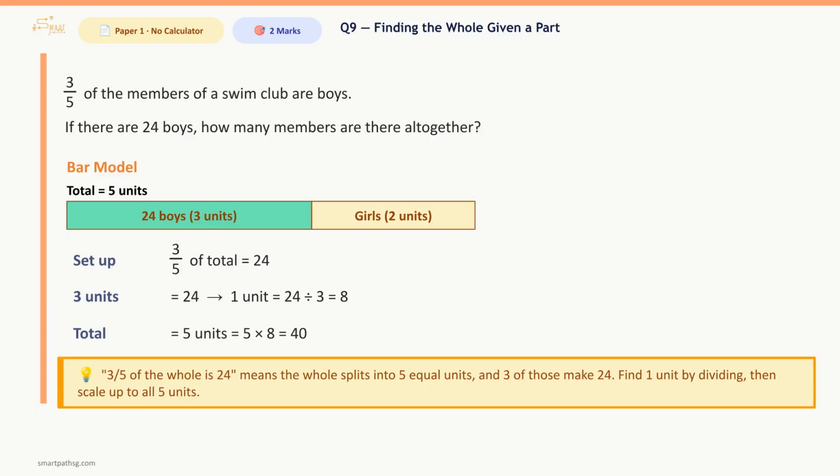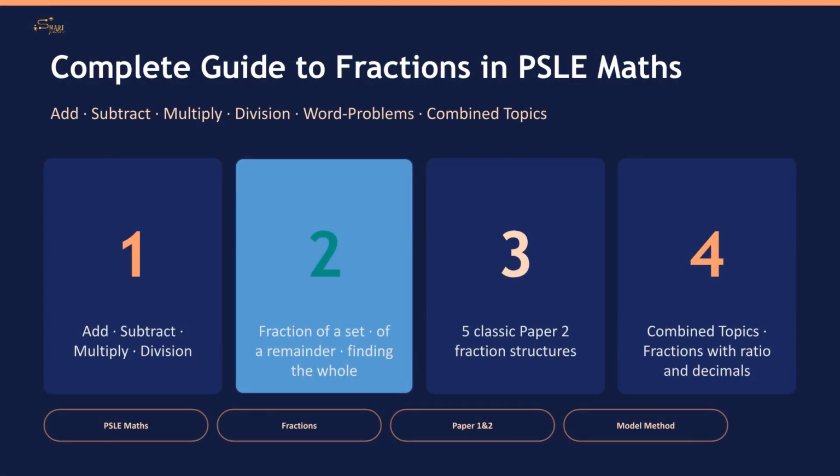Remember the method for finding the whole when you are only given a part. Divide by the numerator to find out the value of 1 unit, then multiply by the denominator to find out the total. That concludes part 2 of our complete guide to fractions in PSLE Math.